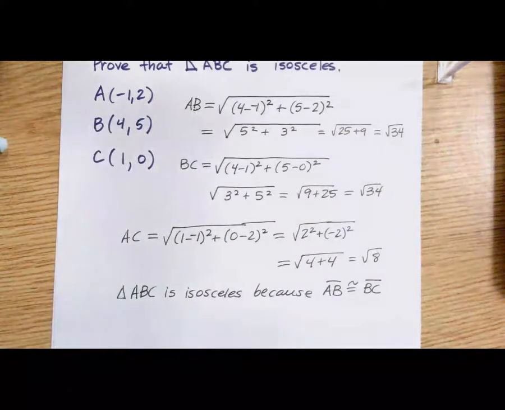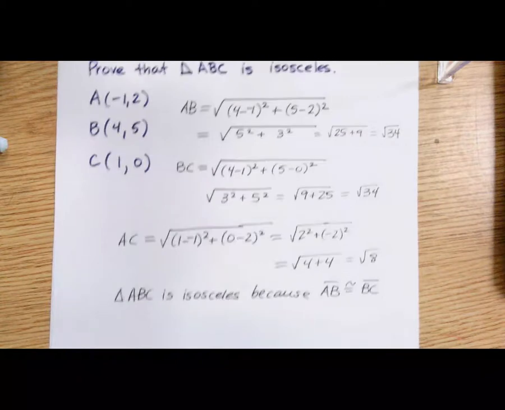Okay? All right, that was showing that a triangle is isosceles. Now let's look at showing that a quadrilateral is a parallelogram, which we've done a few times this week.